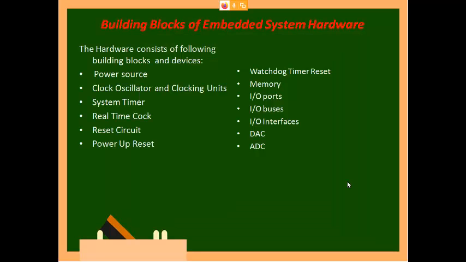Then this is an important 16 mark question: building blocks of an embedded system. They will ask what the various building blocks of an embedded system are, with the hardware and with the software. So first of all, when you start, the first one is power supply, which I told you now. Then comes your clock, then comes your system timer. System timer is the way in which you are going to execute the work. Then real time clock, then reset circuit.